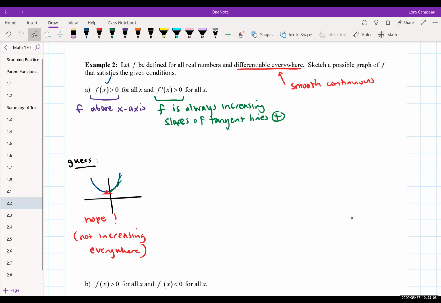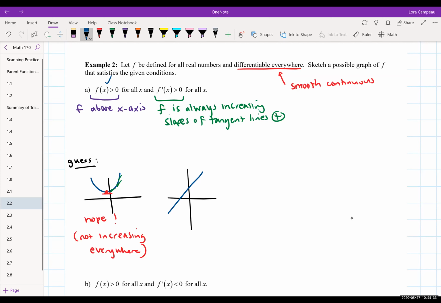So you try something, then you justify against it. Maybe that's not working, so let's try one more time. Smooth and continuous. I always try really nice functions first. Don't make your life complicated. Smooth, continuous, something that's always increasing. I know a line with a positive slope is always increasing. That's another guess.